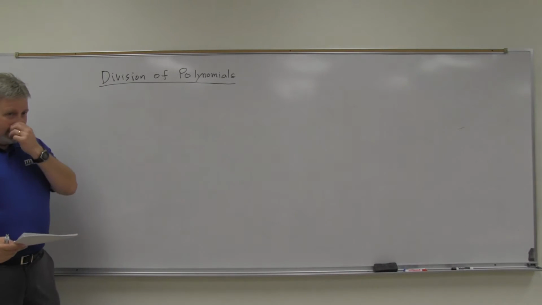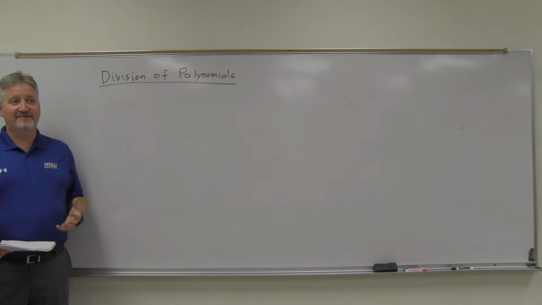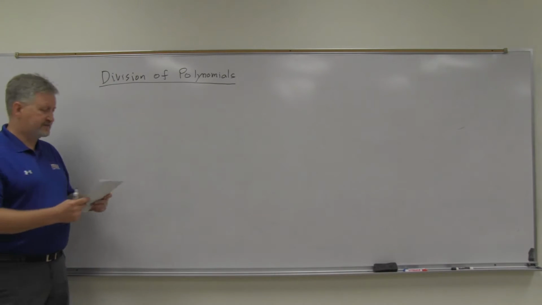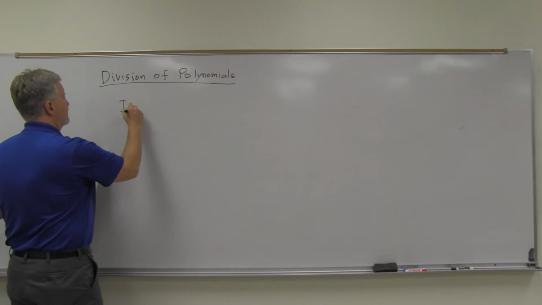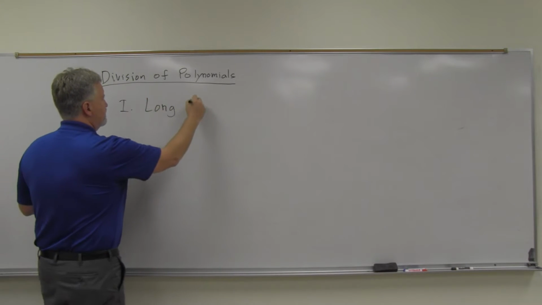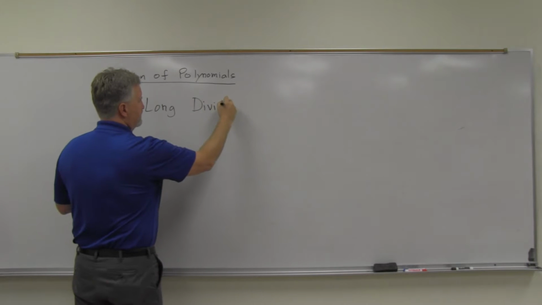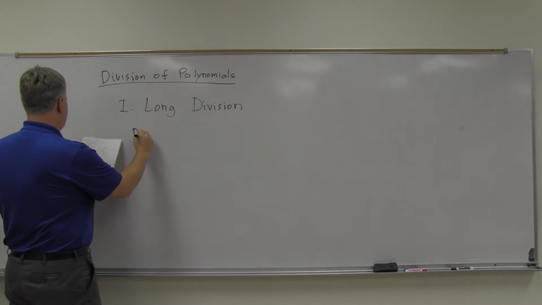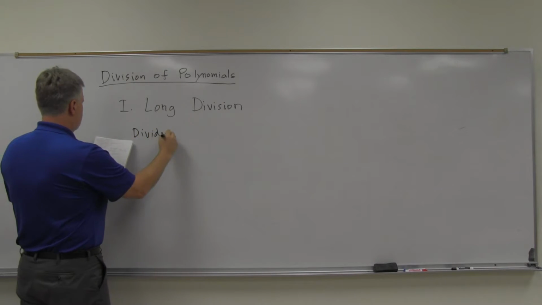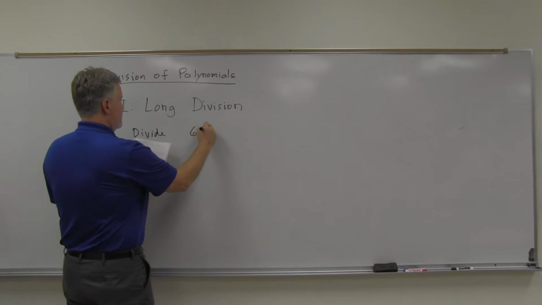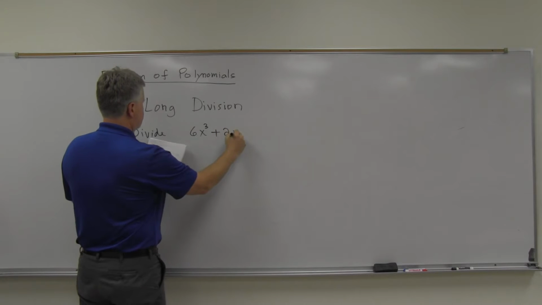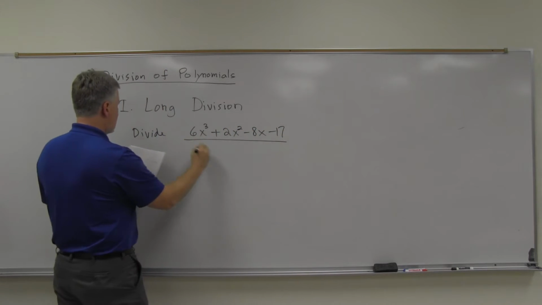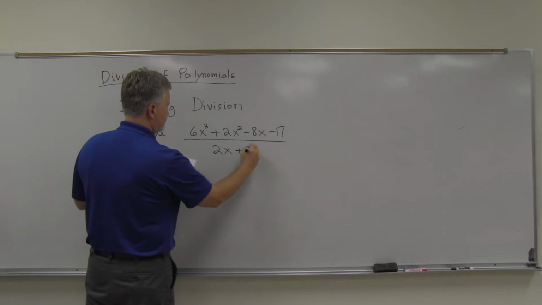If we need to divide polynomials, there's a couple of ways we can do that. The first way is just simply by using the long division process. Say I want to divide 6x cubed plus 2x squared minus 8x minus 17, and we'll divide that by 2x plus 4.